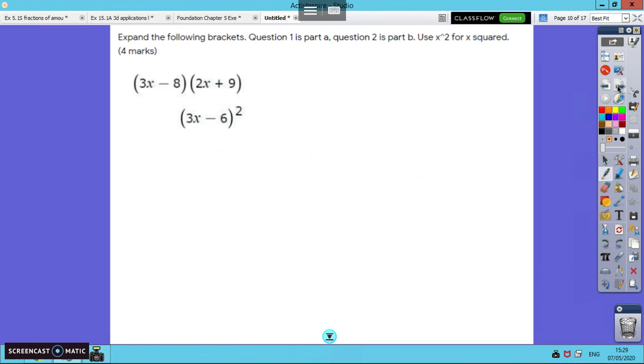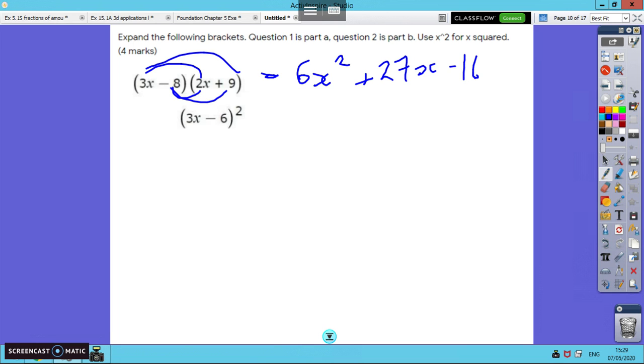So again, I like to put my lines in like that, just so I'm reminded that I need to multiply 4 things together. 3x times 2x is 6x squared. 3x times by 9 is 27x. Minus 8 times 2x is minus 16x. And then minus 8 times 9 is minus 72. Sorting that all out, you get 6x squared plus 11x minus 72. And that was for the first 2 marks.